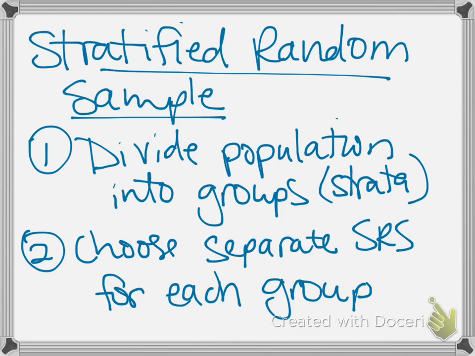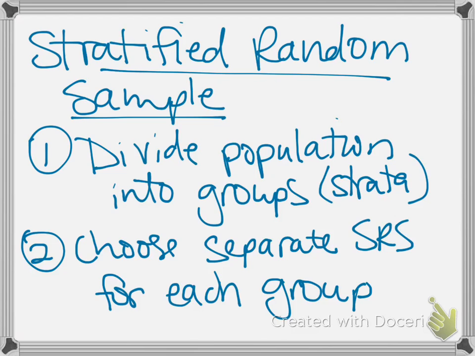One other type of sampling method that you need to be familiar with is called a stratified random sample. And Gray actually mentioned something that would have been a stratified random sample yesterday in class, so we'll go with that example in just a second. In a stratified random sample, you're going to take your population and divide it into groups, which we call strata, hence stratified. And then for each of those individual groups, you're going to choose a separate simple random sample, and you're going to get your sample from those individual SRSs.